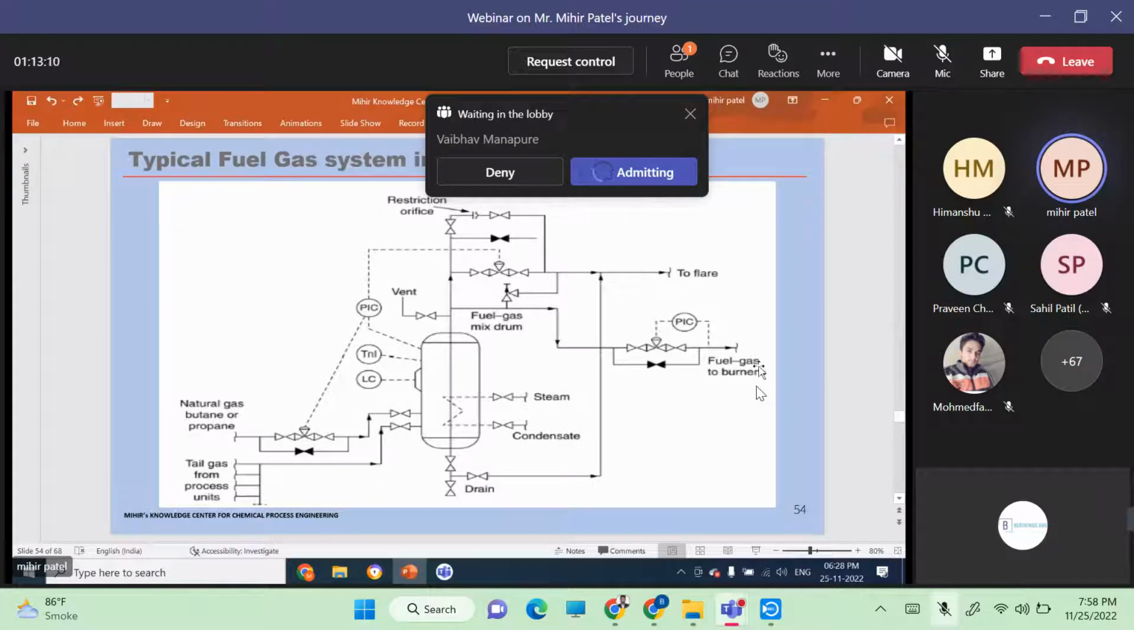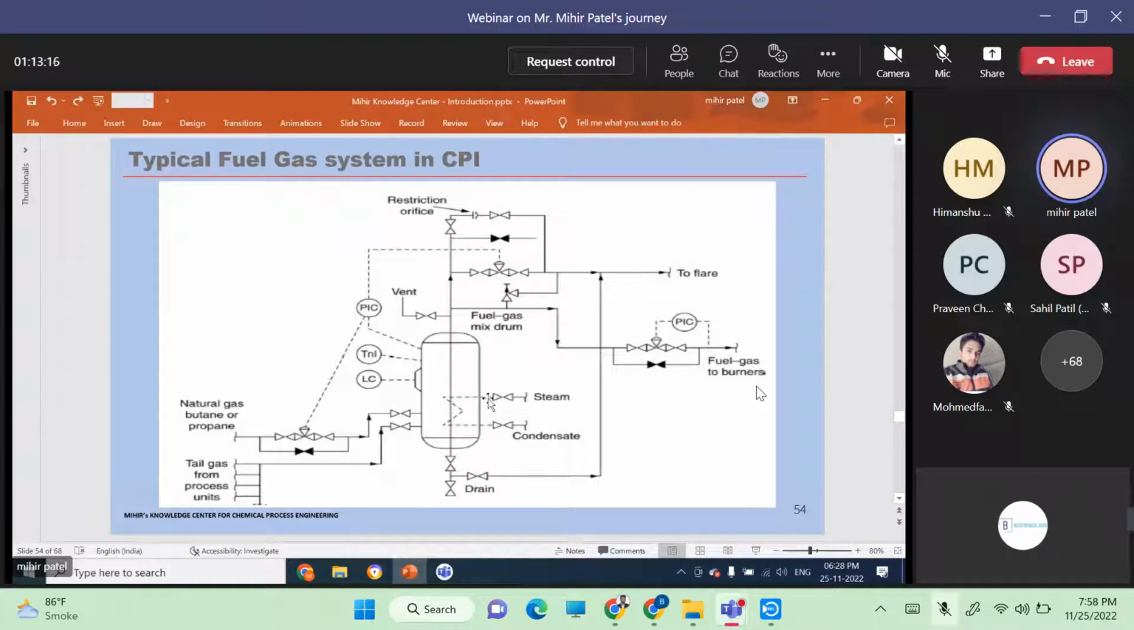This is the KOD, knockout drum. You keep it heated here, with condensate. This line going to the burners is also steam traced, or electrically traced, so that you don't have any condensation occurring. You don't want liquid to go into the fuel gas to the burners, because that will cause fireballs inside the fired heater. So this is a typical fuel gas system.